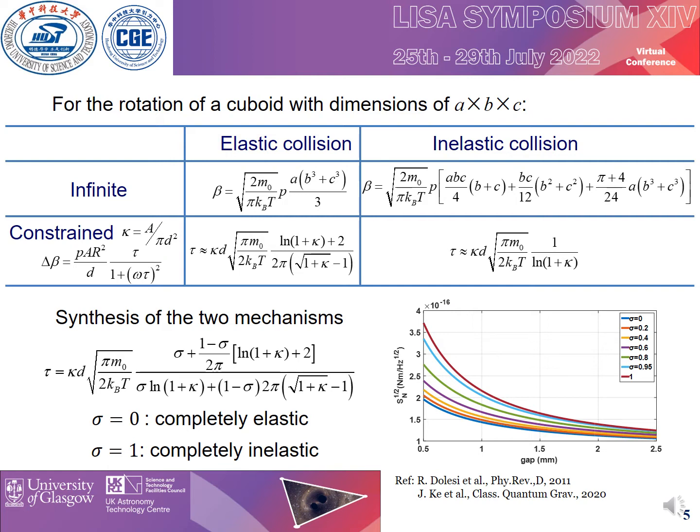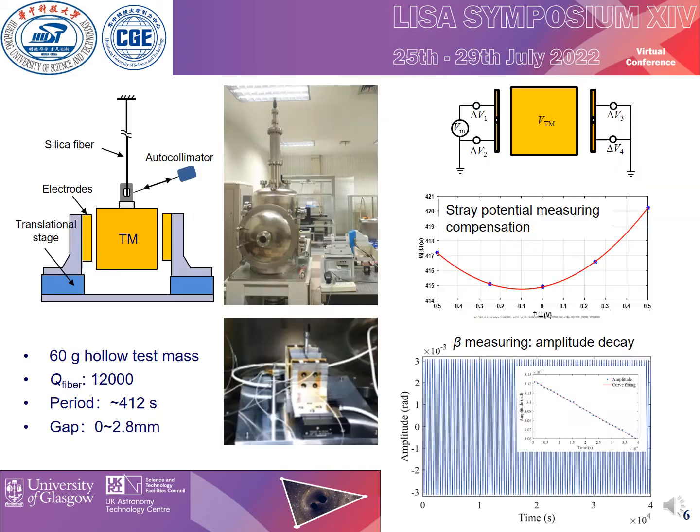The value of sigma is between 0 and 1. Sigma equals 0 represents that all the collisions are completely elastic, and sigma equals 1 represents that all the collisions are completely inelastic. This figure shows the damping gap relation with different sigma. It indicates that sigma can be obtained by measuring the dissipation in varying gaps.